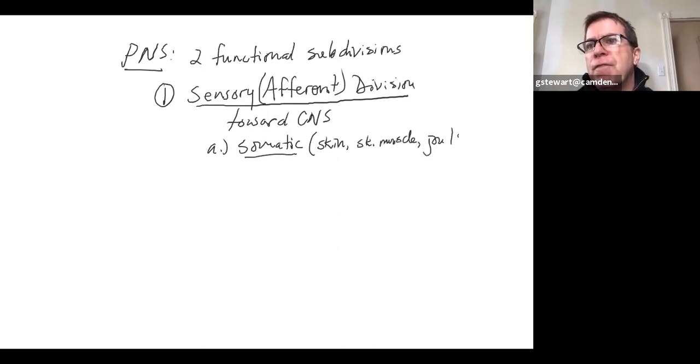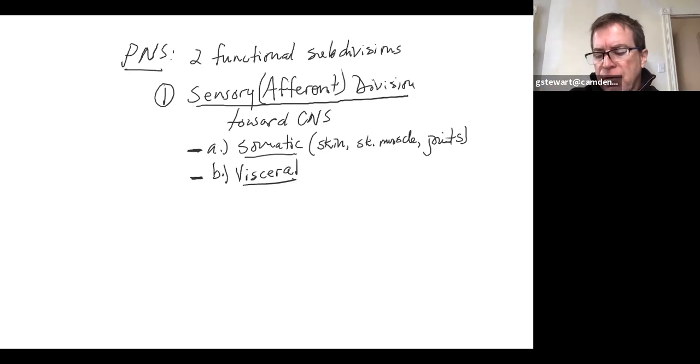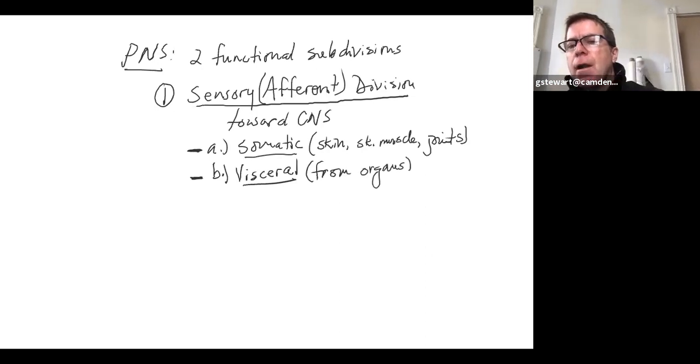And then I wrote the word visceral. I'm going to tell you right now, these monitor the external world, the external environment, and these monitor largely the internal environment. So visceral fibers, I'm just going to write from organs. Mostly in our abdominal cavity, but also from our thoracic cavity, like respiratory organs as well.